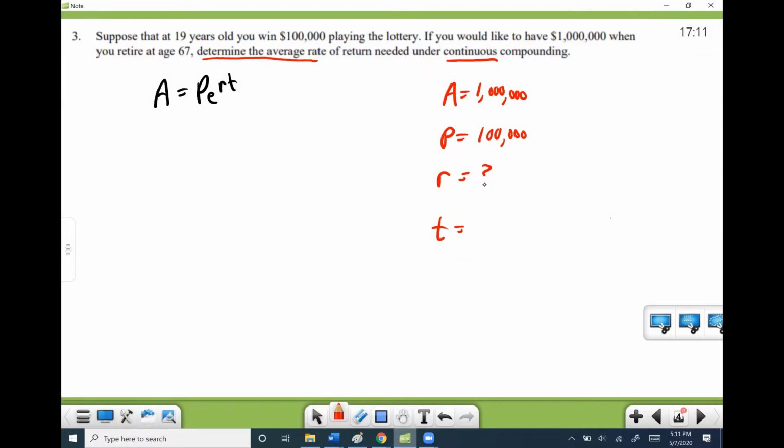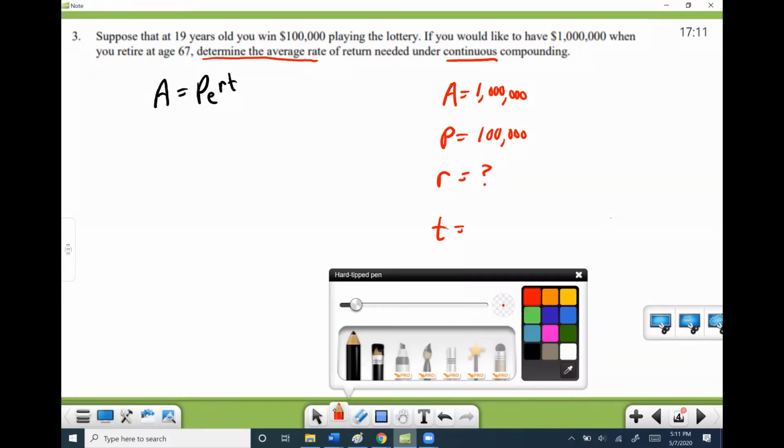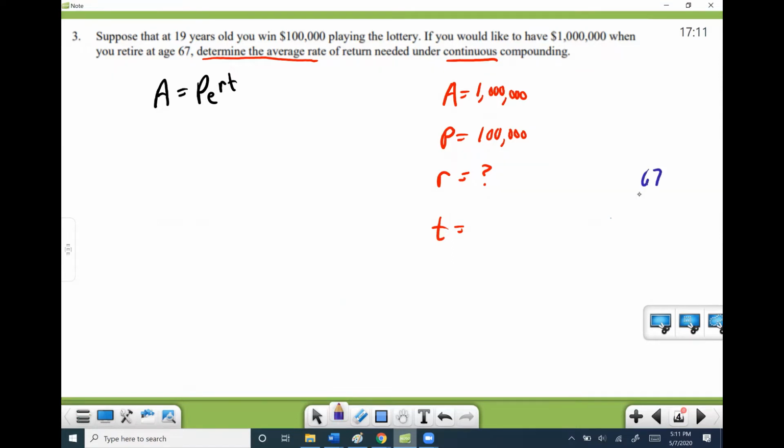So now we just got to get the time, huh? So you're 19 years old when you start this investment, and you want the million when you're 67. So what is 67 minus 19? 48? Okay, you guys already got it. I'm just going to go with what you guys got because a bunch of you have it. All right. Okay.